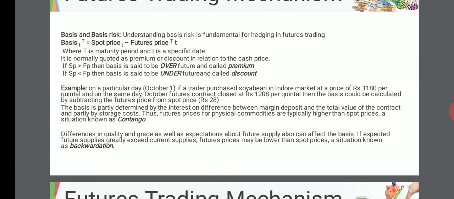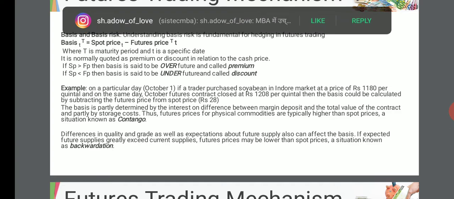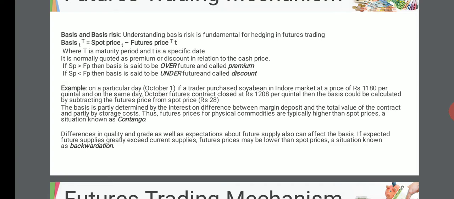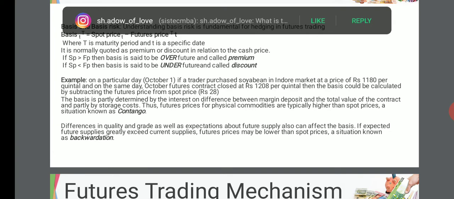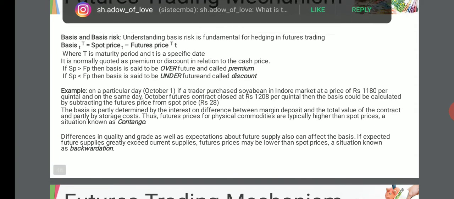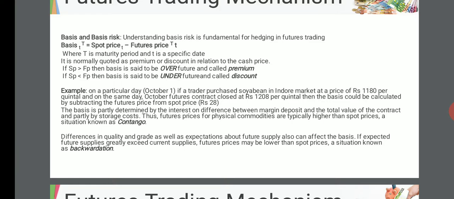Basis and basis risk. Understanding basis risk is fundamental for hedging in futures trading. Basis is equal to spot minus futures price, when T is the maturity period and t is a specific date. It is normally quoted as a premium or discount in relation to the cash price. If spot price is more than futures price, then basis is said to be over futures and called premium. But if spot price is less than futures price, then basis is said to be under futures and called discount.